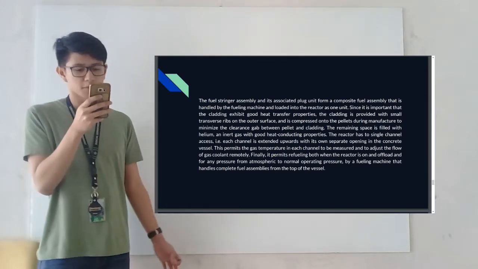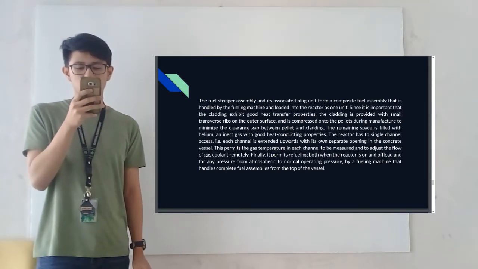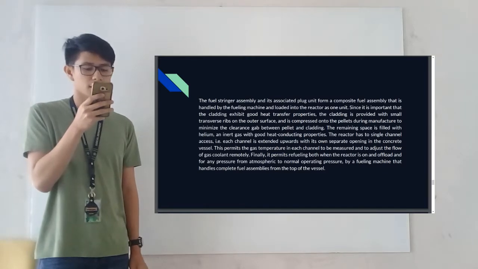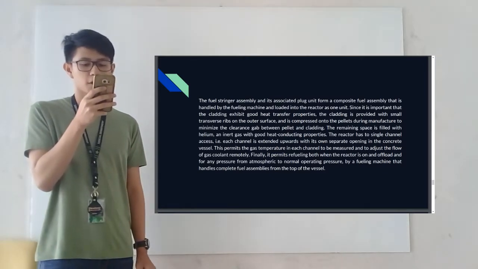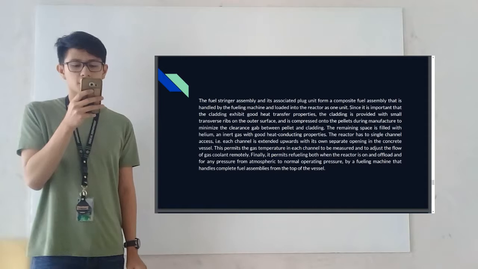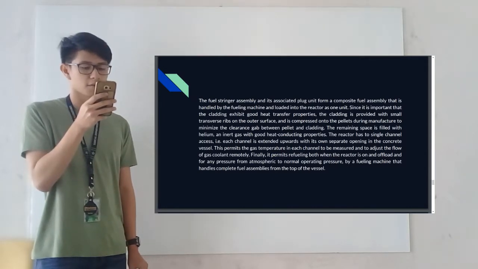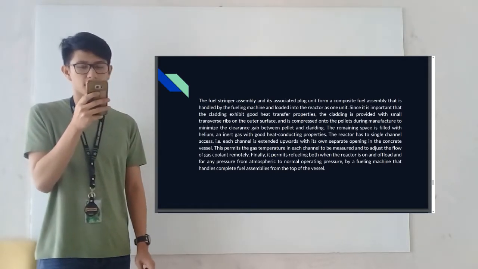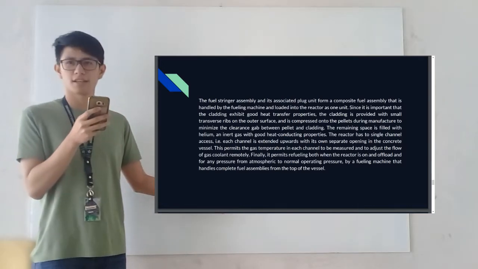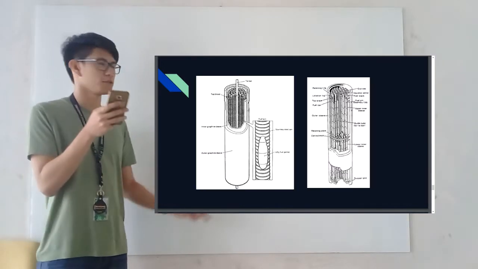So finally, it permits refueling both when the reactor is on and off load and for any pressure from atmospheric to operating pressure by a fueling machine that handles a complete fuel assembly from the top of the vessel. And here is a figure of the fuel assemblies.